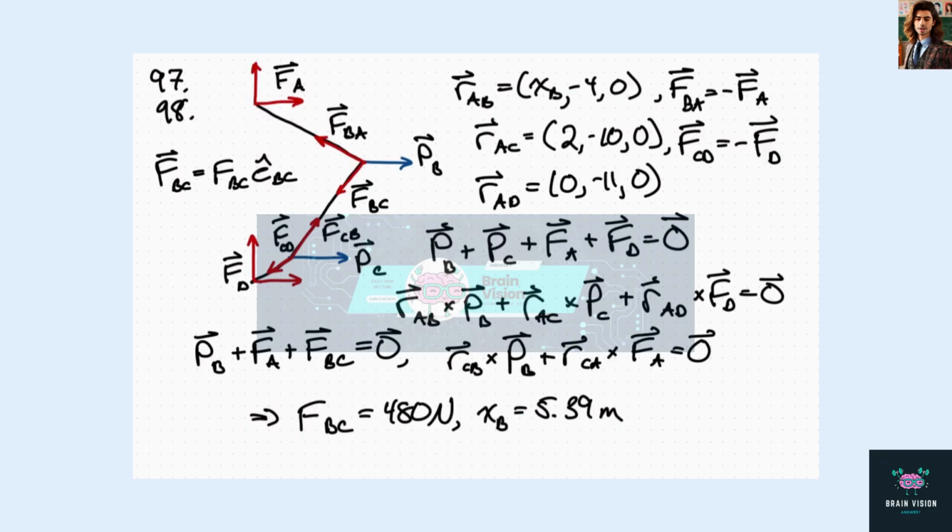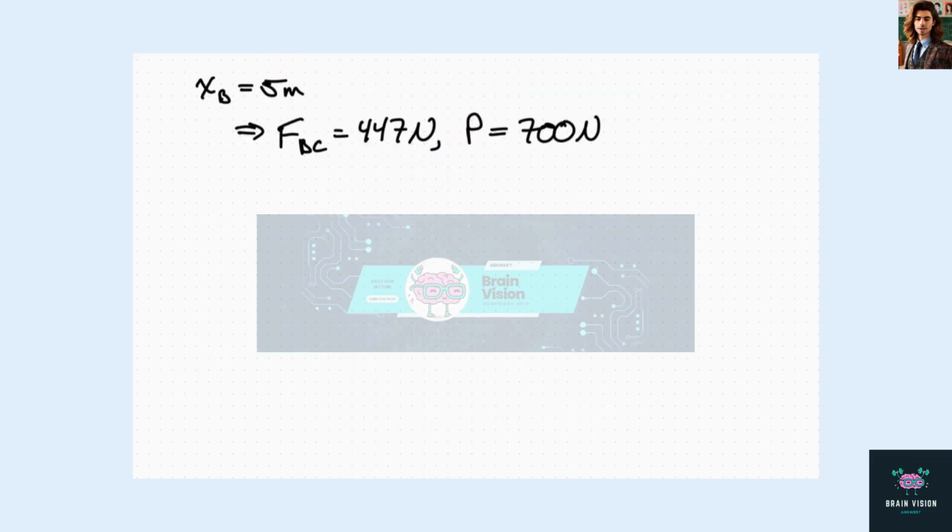Now in problem 98, we simply have different unknowns. And we want to figure out what the horizontal force here would be if this distance was 5 meters. So now we're given XB and we don't know PB. So it's the same exact analysis, but now we have a different unknown. We have this, and we want what this will be. We go through that, and we just get that PB in that case turns out to be 700 newtons.